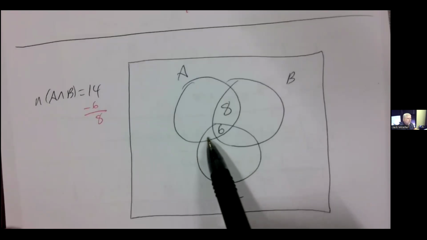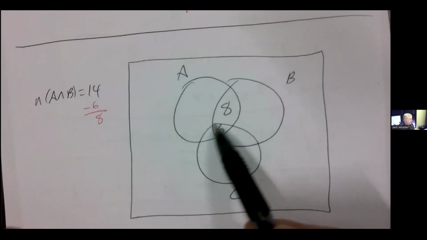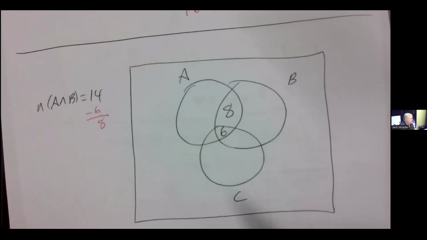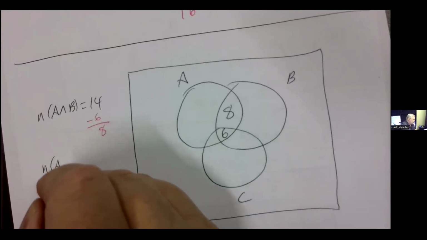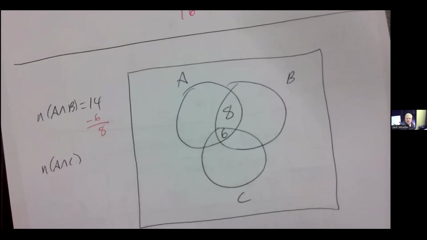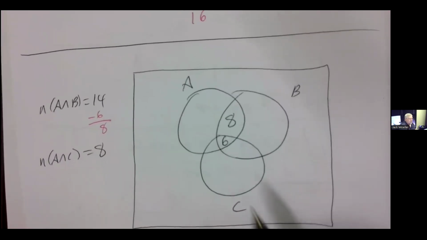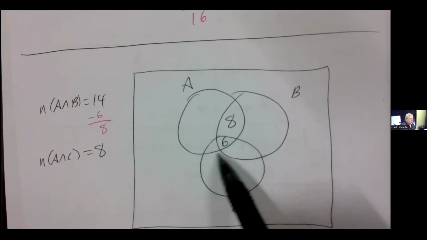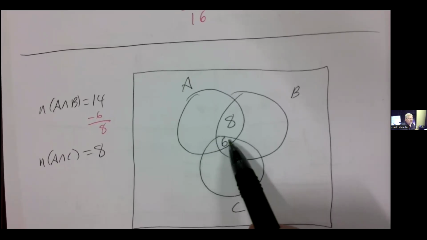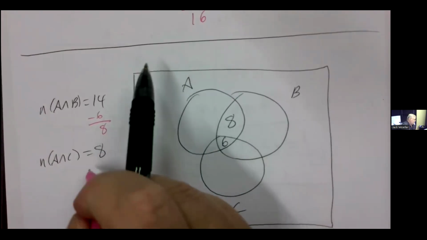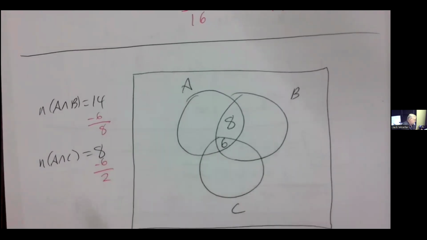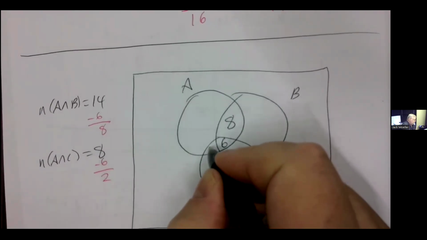Now, what is this region? Well, that's a part of A intersection C. So A intersection C is both of those. So what do we know about A intersection C? That is 8. Okay. So there are 8 people in these 2 regions. We've already accounted for 6. That means there are 2 left over that go there.